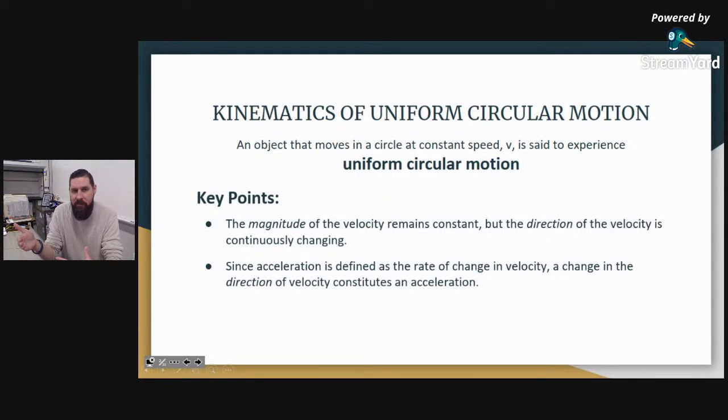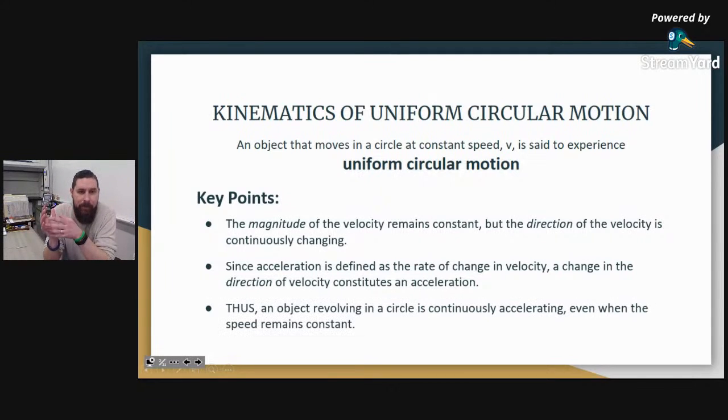constitutes an acceleration. So if we're going to have acceleration in circular motion, it doesn't necessarily mean that we've got a change in the magnitude of the velocity. It's simply talking about an acceleration that changes the direction in which that velocity vector is pointing. So what this means is that an object revolving in a circle is continuously accelerating even when the numerical value of the speed or velocity remains constant.